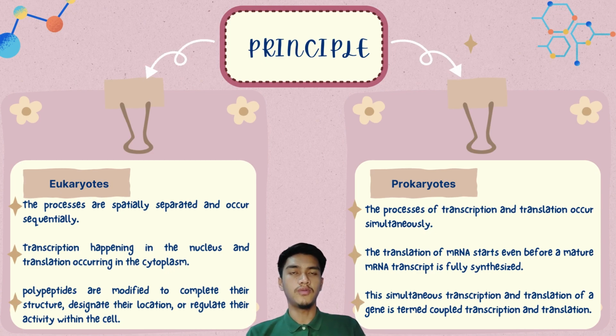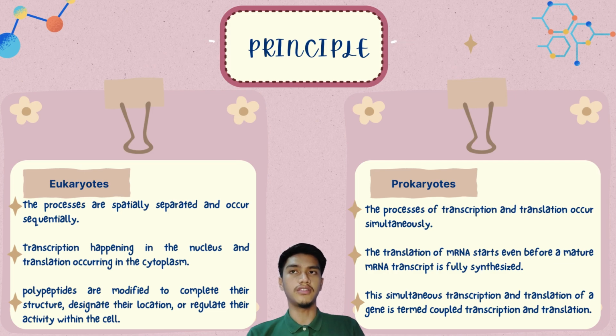There are two principles of protein expression. First, in eukaryotes, the processes are spatially separated and occur sequentially, with transcription happening in the nucleus and translation occurring in the cytoplasm. After translation, polypeptides are modified in various ways to complete their structure, designate their location, or regulate their activity within the cell.